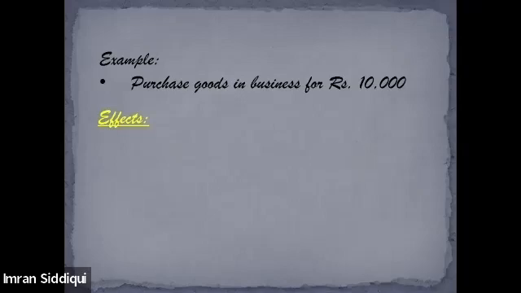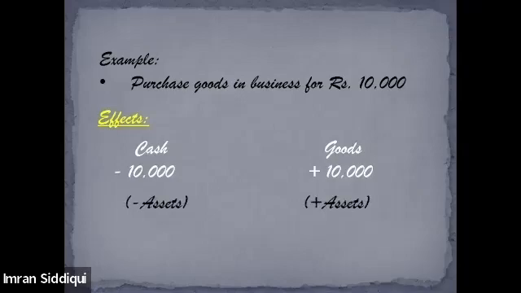So because of this transaction, cash is getting affected and goods at the same time are also getting affected. That is what I was telling you, that every business transaction has at least two impacts. So this transaction is affecting two areas of the business, cash as well as goods. Now, both fall under the category of asset. Because of this transaction, the asset is reducing by way of cash, and at the same time, the asset is also increasing by way of goods.